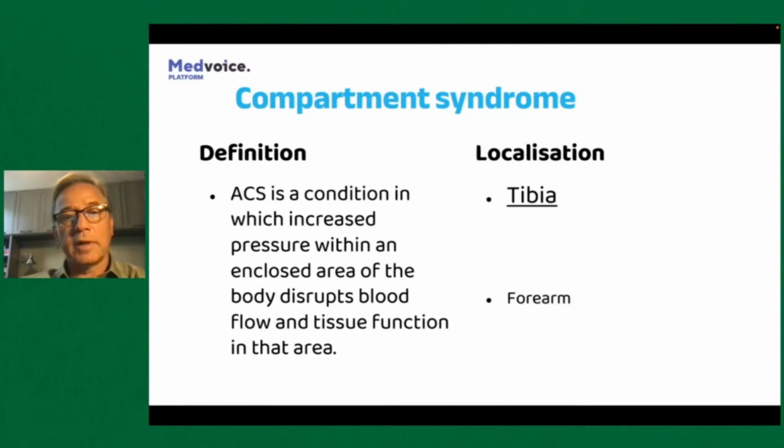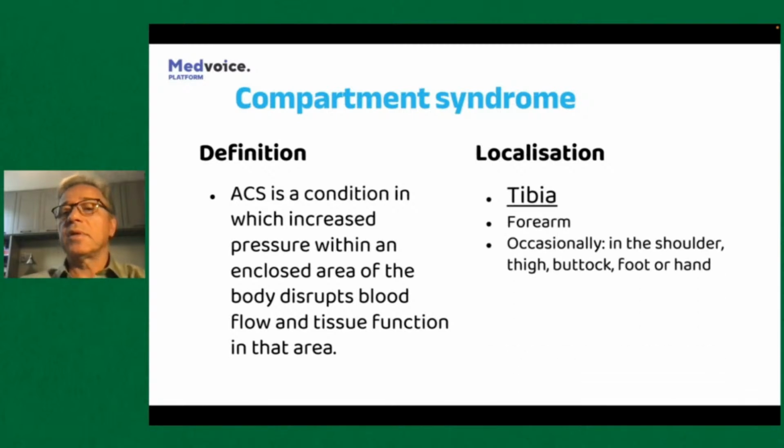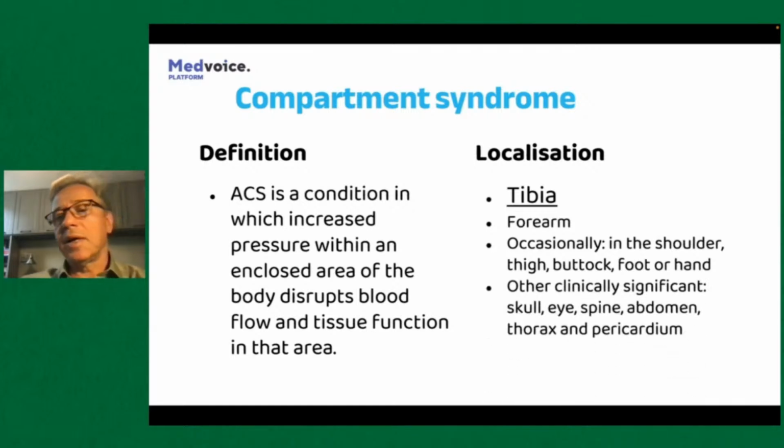frequently occurring. Forearm sometimes, occasionally the shoulder, thigh, buttock, foot, and hand, and occasionally the skull, eye, spine, abdomen, thorax. It could be abdominal compartment syndrome, but it's very rare. It's a lot rarer than the tibial.